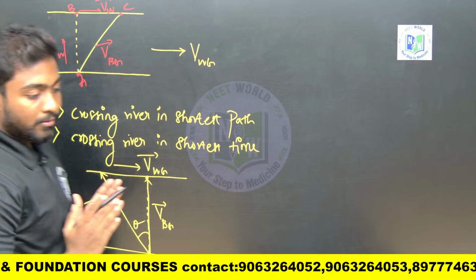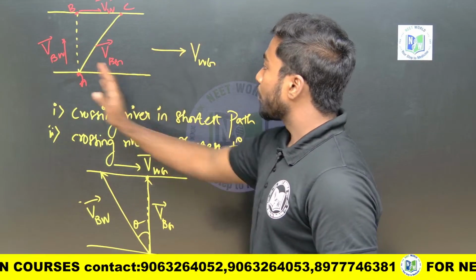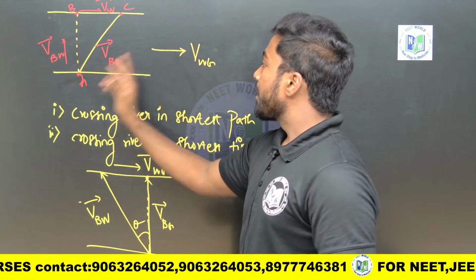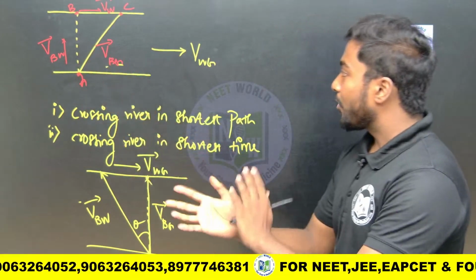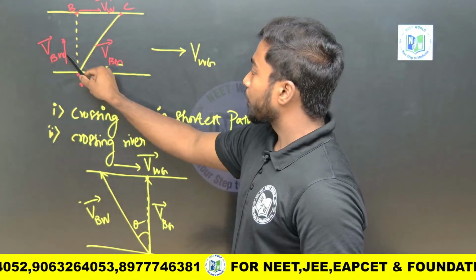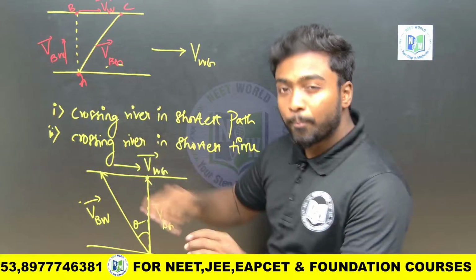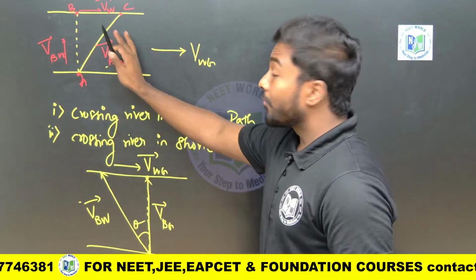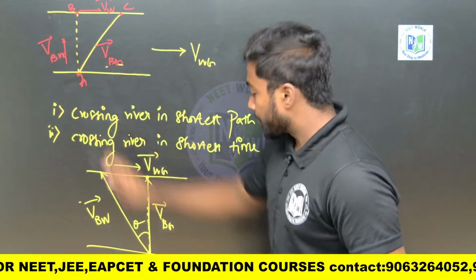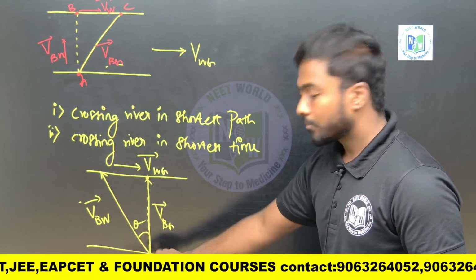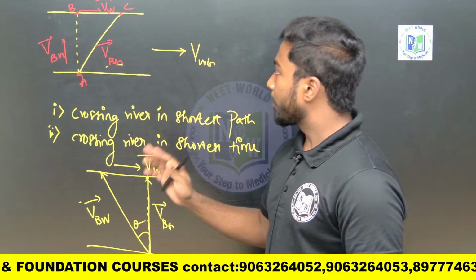I am keeping the boat like this, but due to the water flow it went like this. So velocity of a boat with respect to ground I have taken. In some books they have mentioned differently. This one is velocity of a boat with respect to water. Both are the same only. When you take it like this, the angle also changes. You need to interchange the angle. No need to worry, both are the same only.